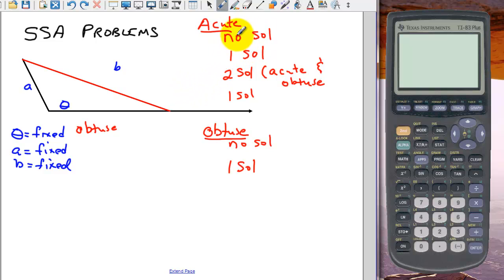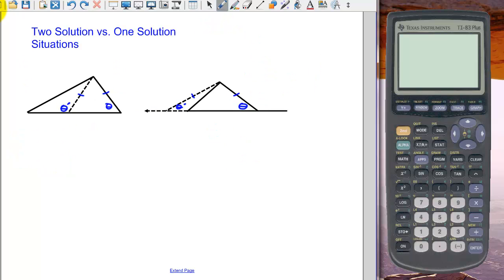The no solution case, you will end up getting an error when you try to do some of the math. I'll show that in a minute. And we'll talk about how we can determine whether there are one or two solutions. So let's go to our next slide.